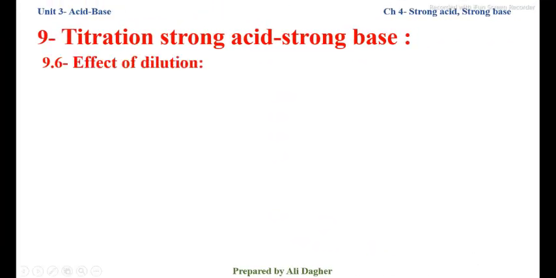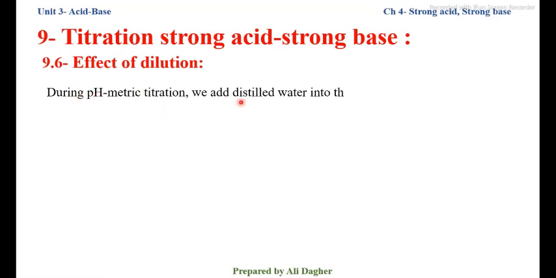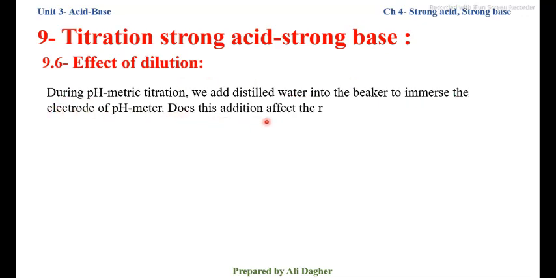Part 6, Effect of dilution. Dilution means the volume of distilled water added to immerse the electrode of the pH meter. What is the effect of this addition? During pH metric titration, we add distilled water into the beaker to immerse the electrode of the pH meter. Does this addition affect the result of the titration?